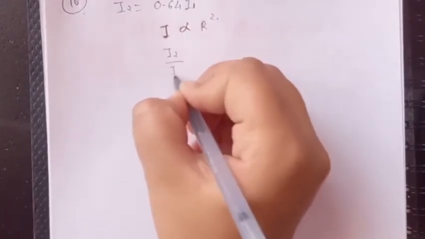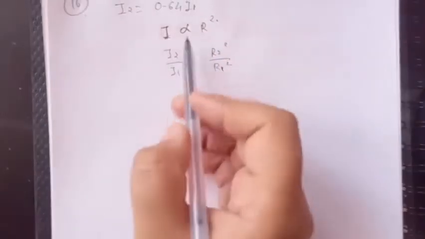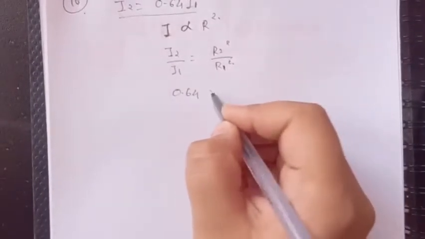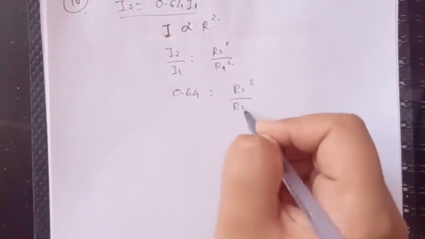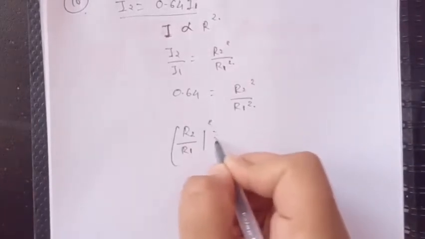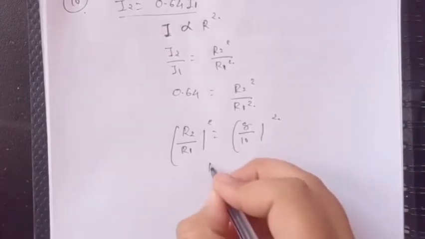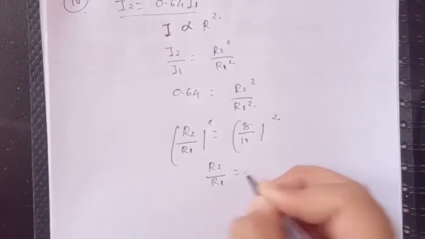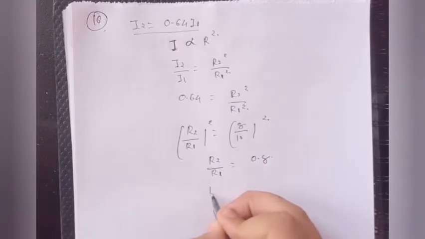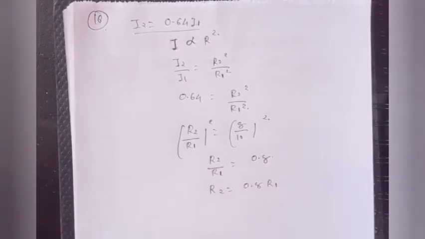So I2 by I1 is equal to r2 square divided by r1 square. From this we can write I2 by I1 is equal to 0.64 is equal to r2 square by r1 square. So (r2 by r1) whole square is equal to (8 by 10) whole square. So r2 by r1 is equal to 0.8. So new radius of gyration is 0.8 times original radius of gyration.